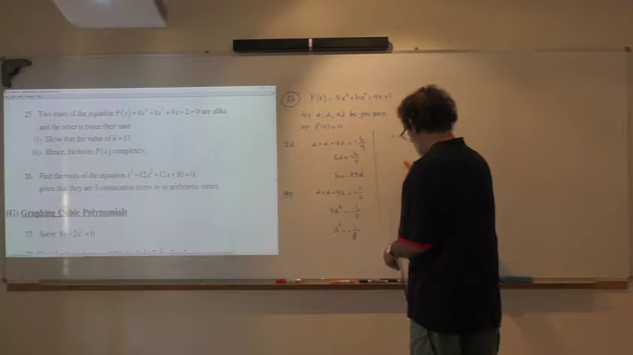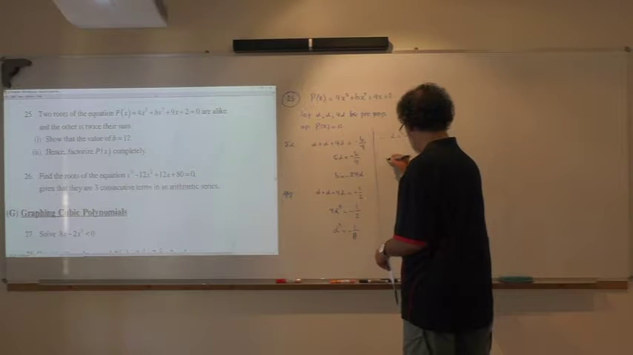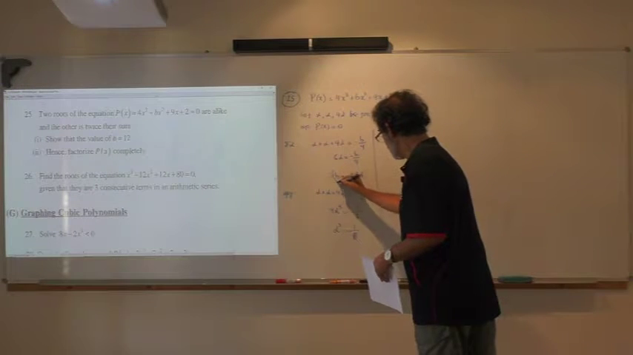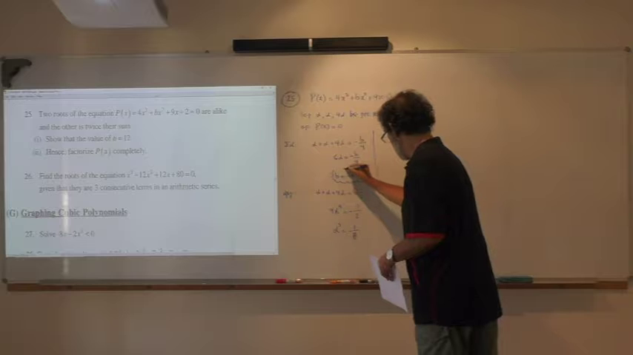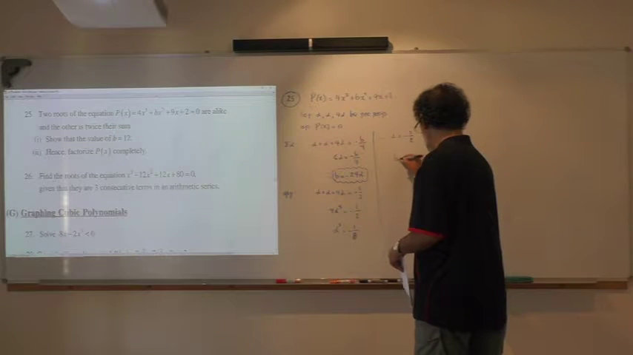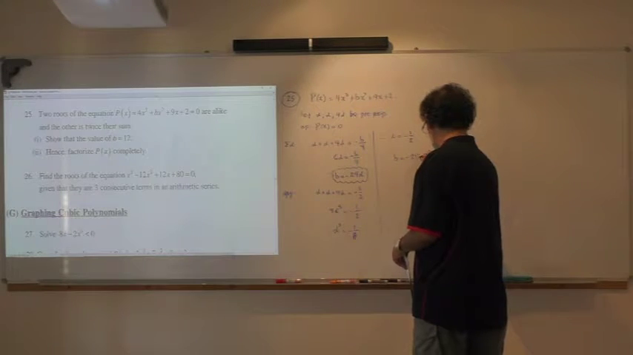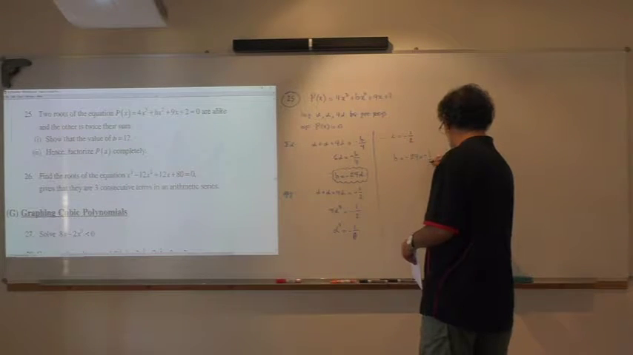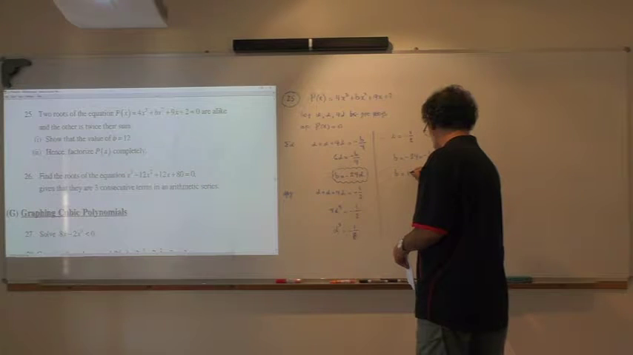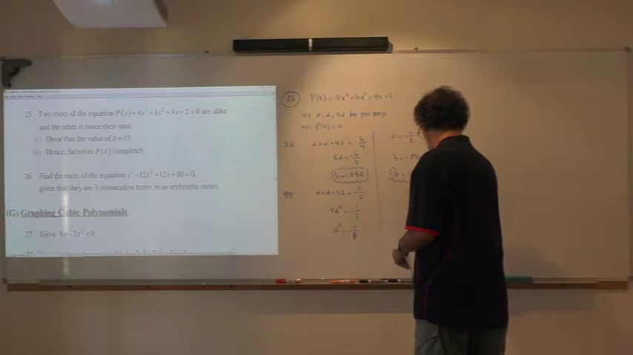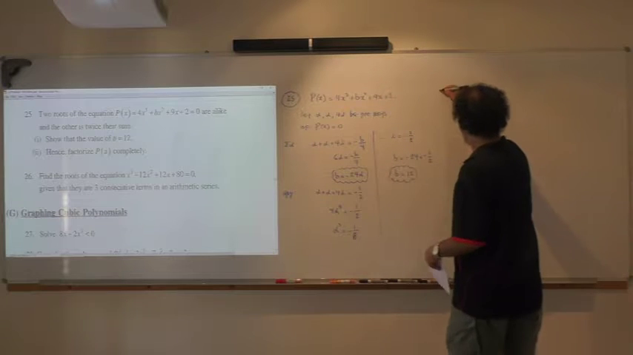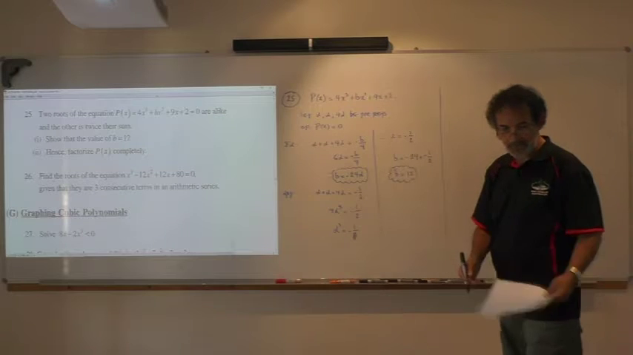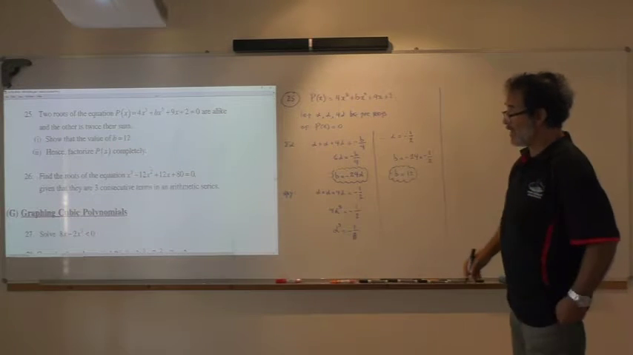Okay, so from here we have that b is equal to negative 24 multiplied by negative half, which is indeed equal to 12. So that's all we have to do for that part of the question.